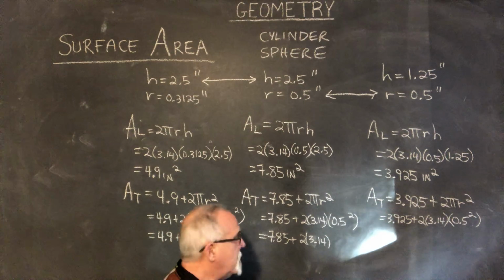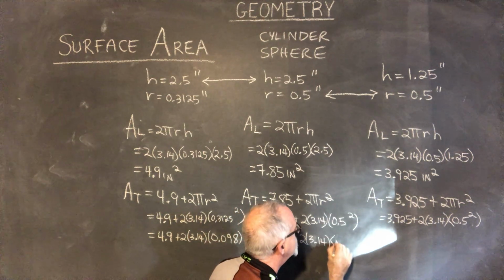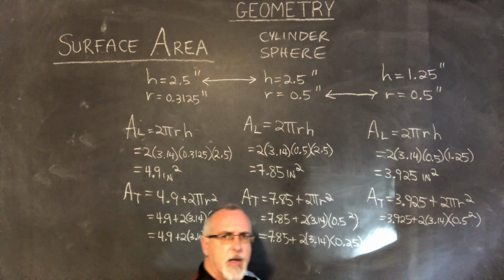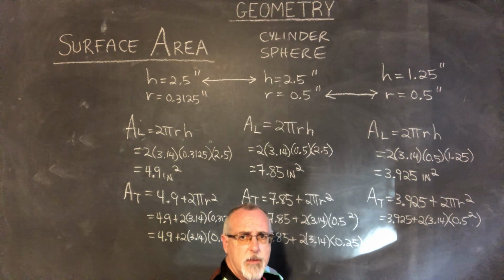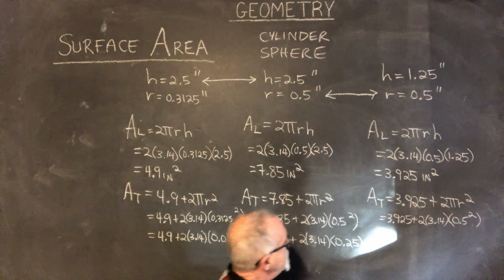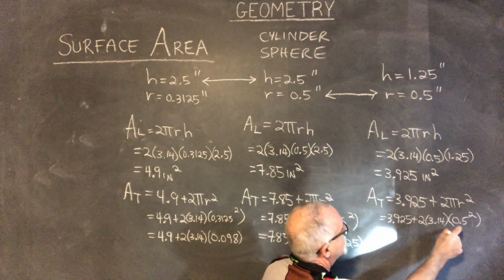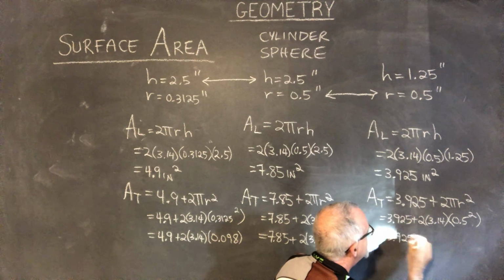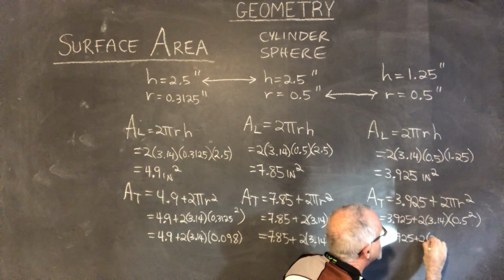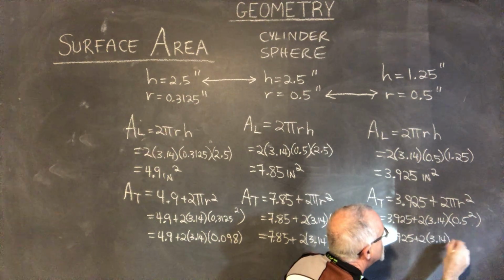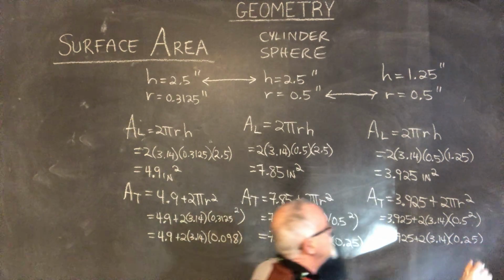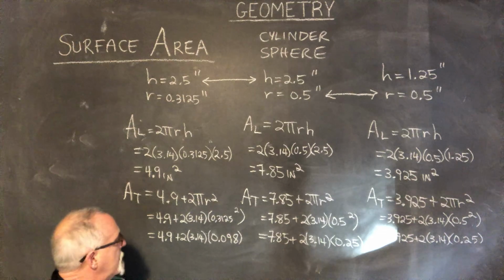0.5 squared, that's an easy one. It's 0.25. Why do I know that so easily? Because 0.5 is equal to a half, and half squared is a half times a half, which is a quarter. 0.25. And I'm using that again over here. 3.925 plus 2 times pi times 0.25. Now it's only the answers we have to get.